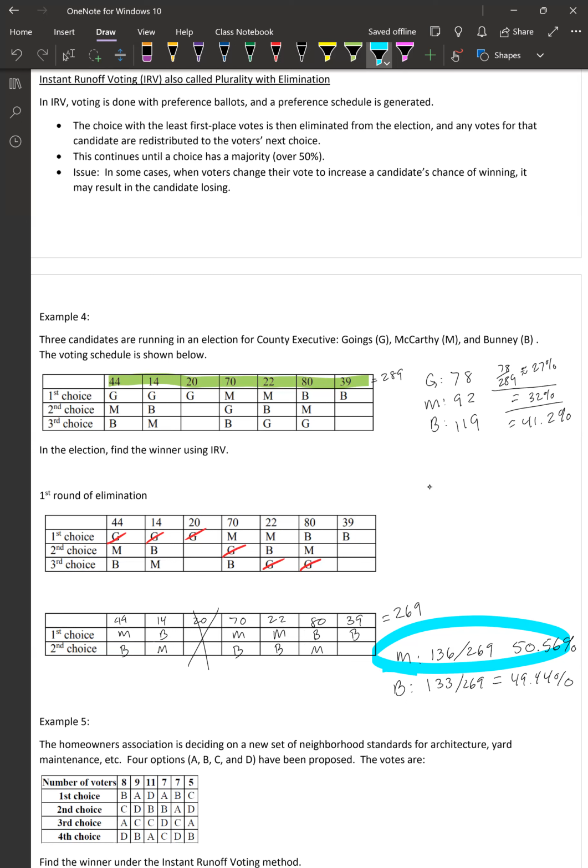Oh my gosh, I forgot, my timer turned off. Okay, well, we'll be all right. Let's see.